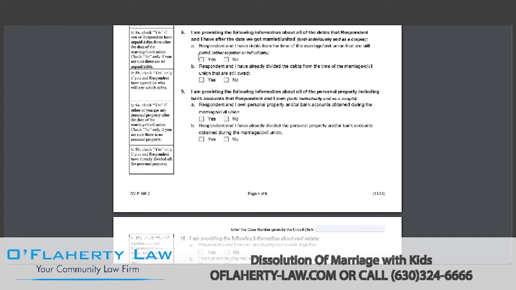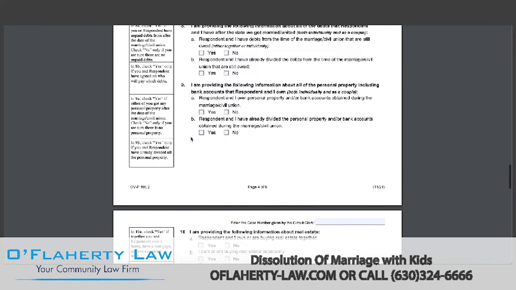So 8 here is asking about debts. If you or your spouse acquired some during the marriage, you will want to click yes. You'll want to answer whether you have already divided the debts between you and your spouse, yes or no. Next, you will want to note any personal property, including bank accounts, that was acquired during the marriage by you or your spouse. If there are, click yes. If there are not, click no. And then you'll want to answer whether you and your spouse have divided the personal property and bank accounts yet.